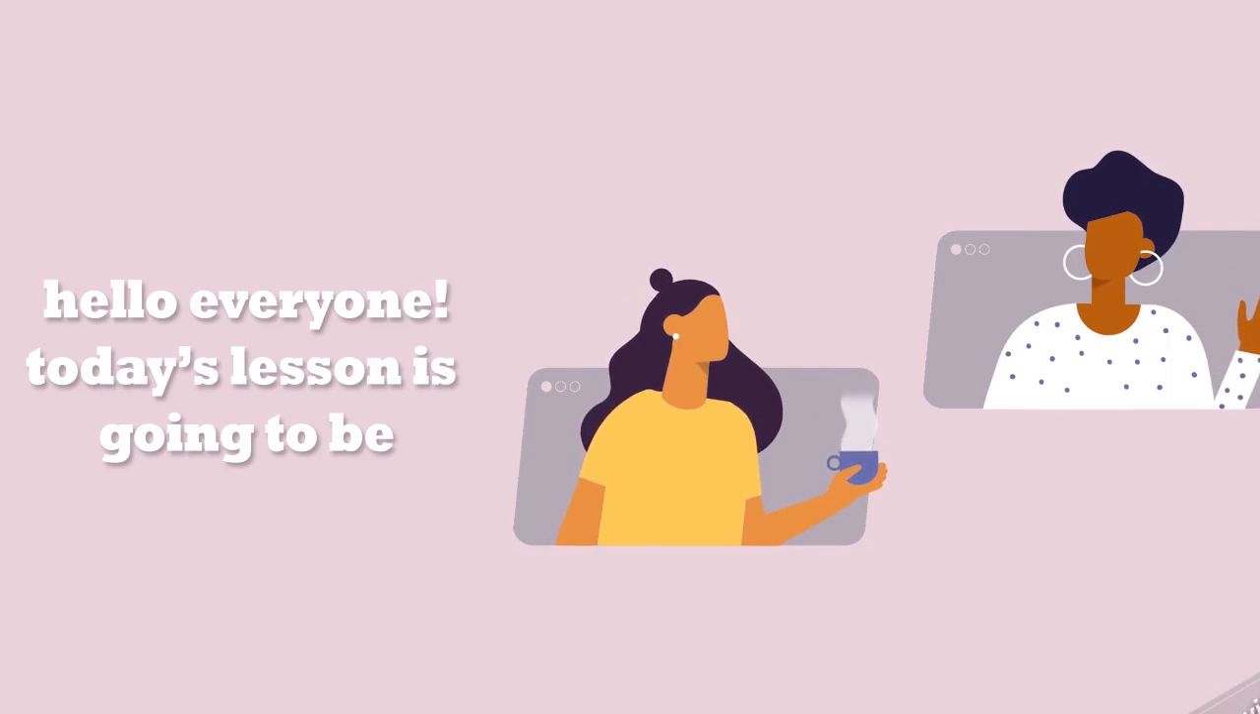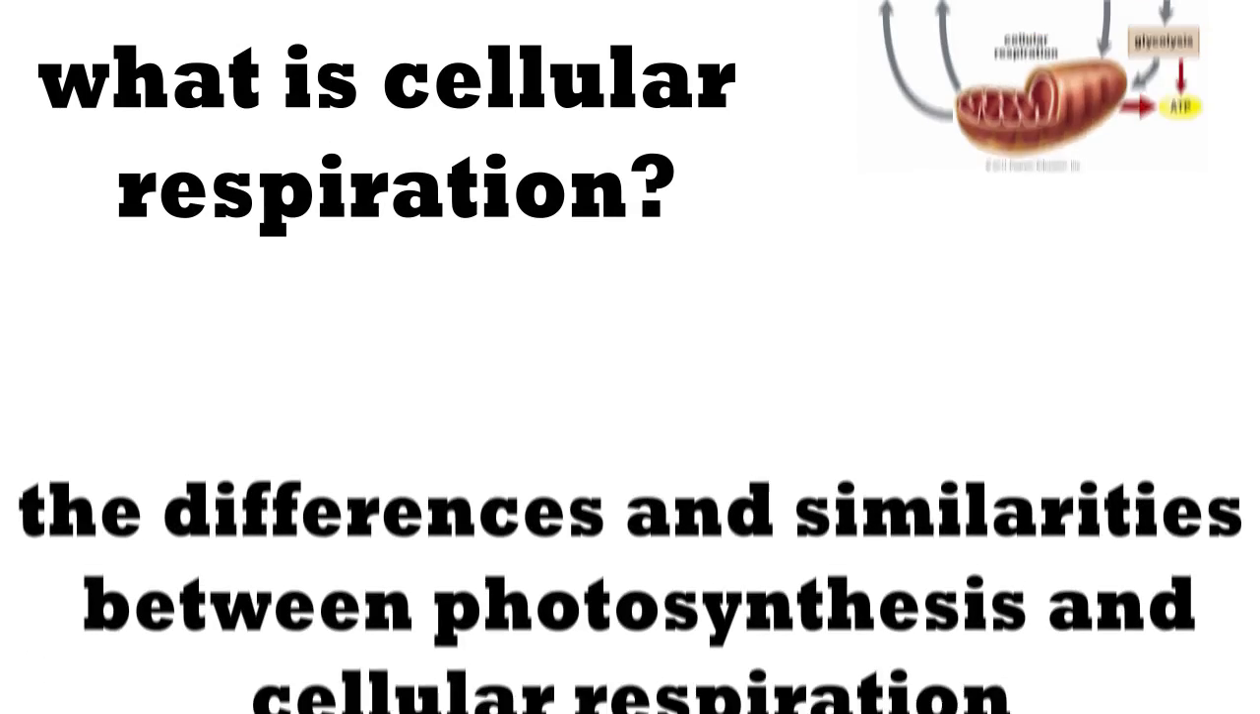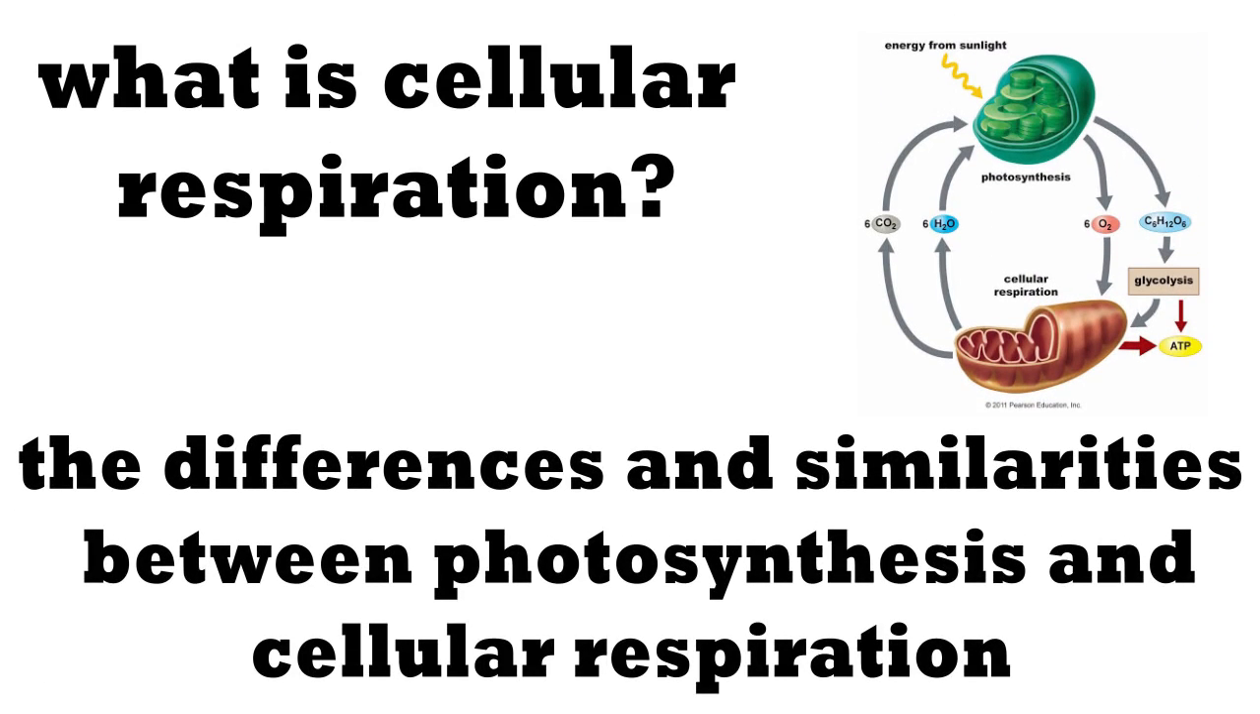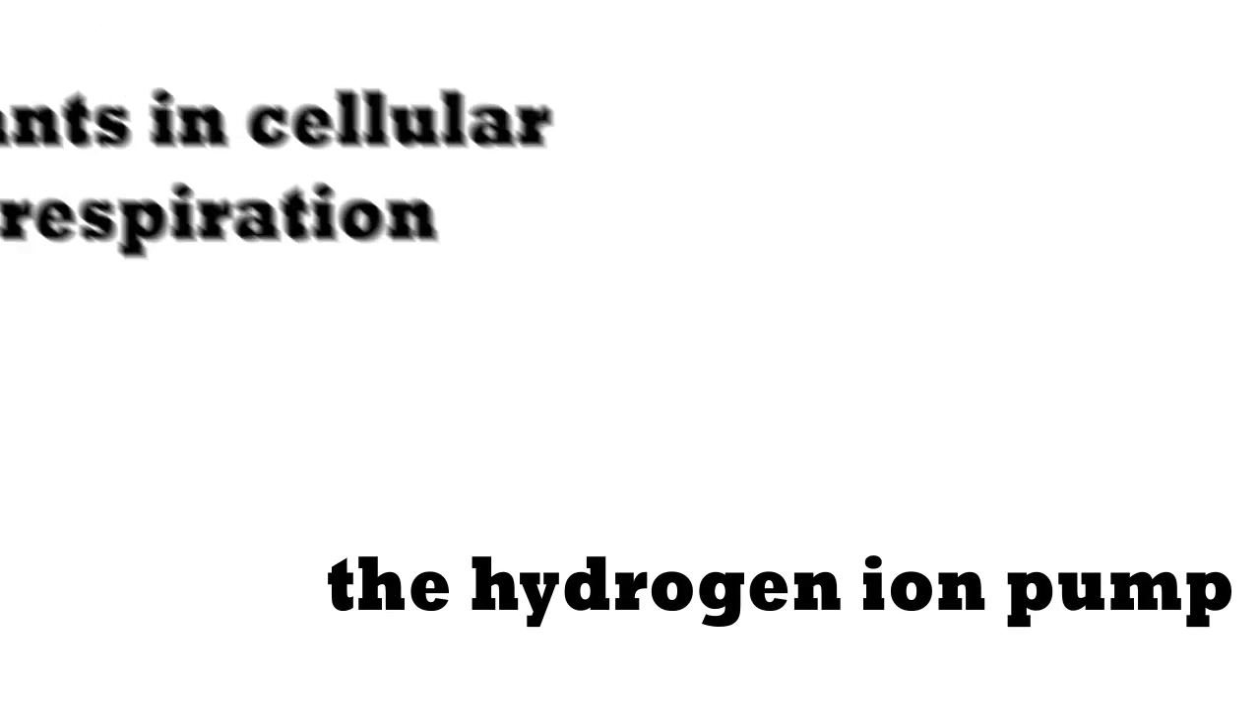Hello everyone. Today's lesson is going to be an introduction to cellular respiration. We'll be discussing the following topics. What is cellular respiration? The differences and similarities between photosynthesis and cellular respiration. The reactants and products in both systems. The first, second, and third stages in cellular respiration. The hydrogen ion pump. And finally, plants in cellular respiration. Let's get started.